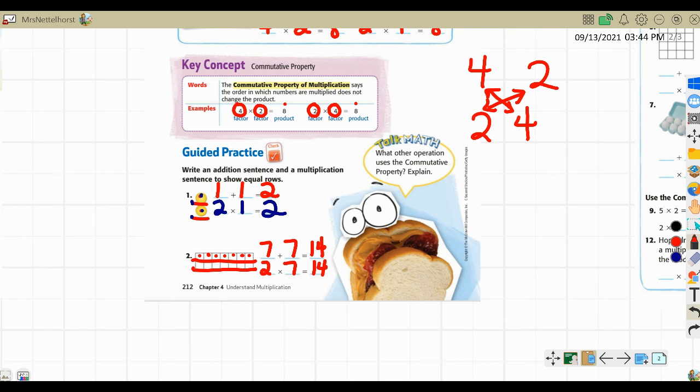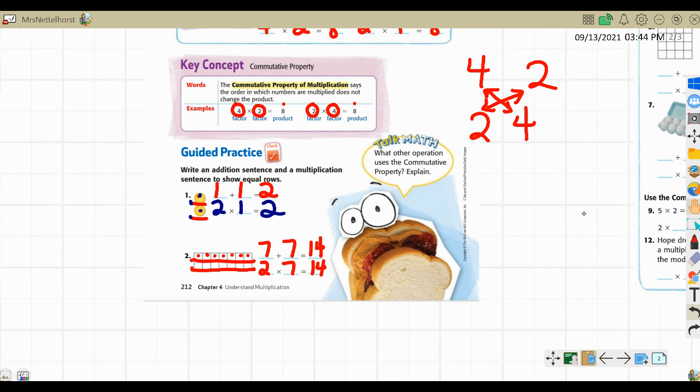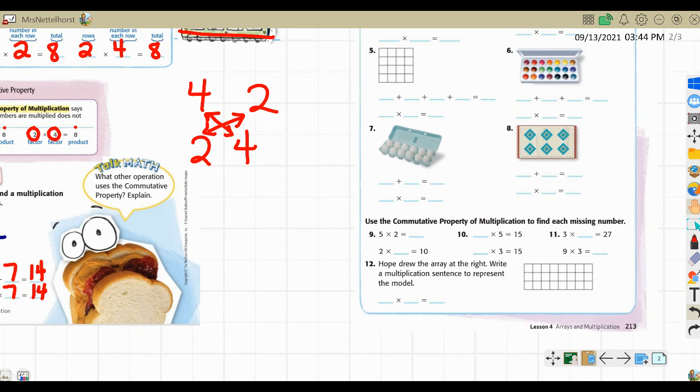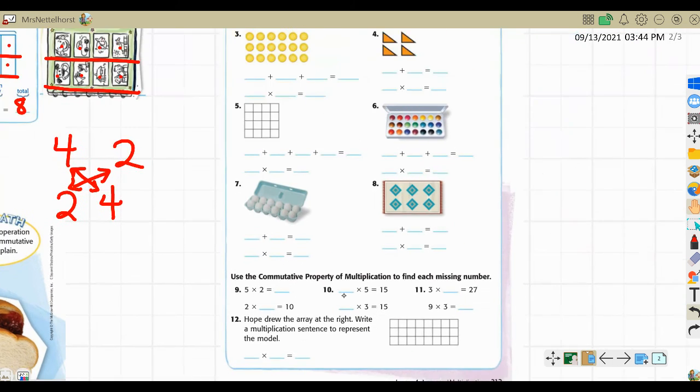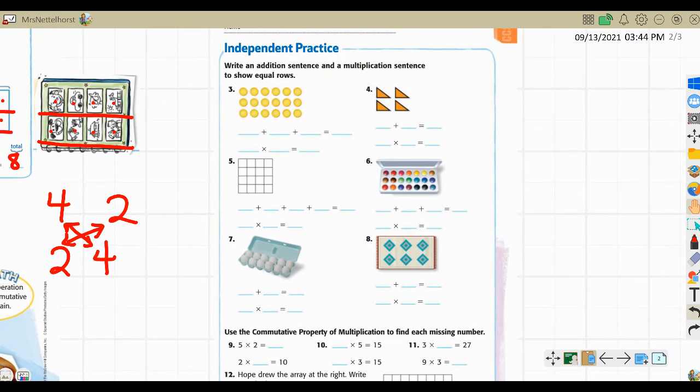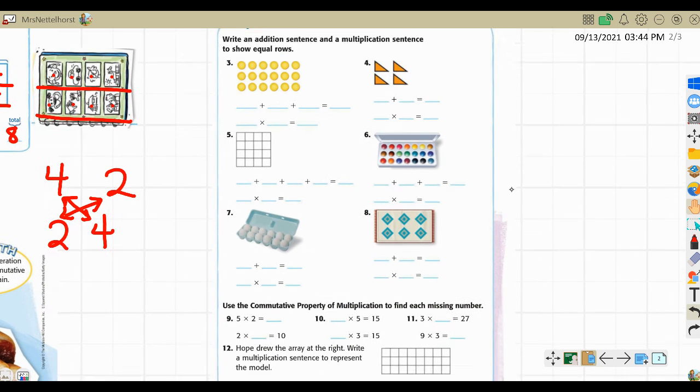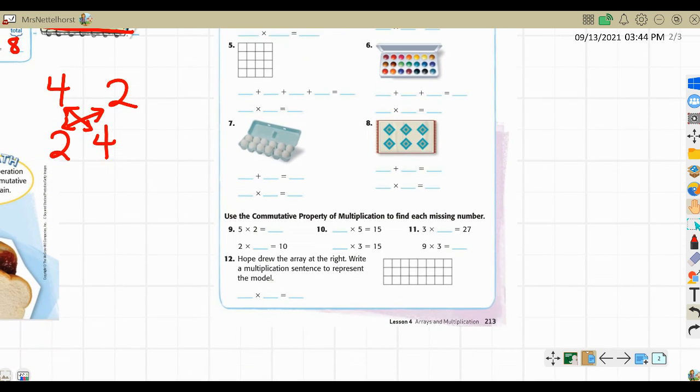Okay, for your independent practice, you are going to do page 213. You have 3, 4, 5, 6, 7, and 8. You have arrays. You're going to write the repeated addition with the total and the multiplication with the total. Look back at your other pages if you're having trouble with it. Down here, you're going to do the commutative property of multiplication to find the missing number. So you're doing the old switcheroo.